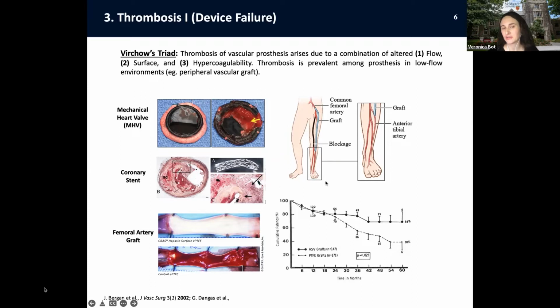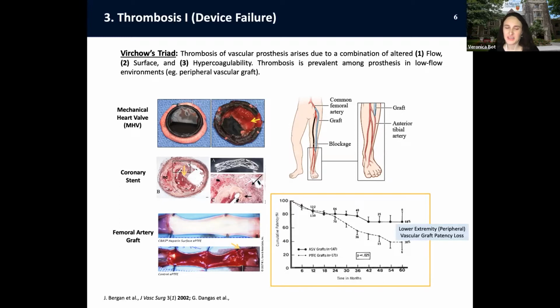So this combination of two undesired variables does result in poor performance outcomes. This is reflected here in this patency curve, comparing a PTFE graft, patency or openness, versus a native biological graft. And this is in a lower extremity context. So clearly, thrombosis of vascular prosthesis is a significant issue. It is especially an issue in low flow contexts with synthetic materials like PTFE.